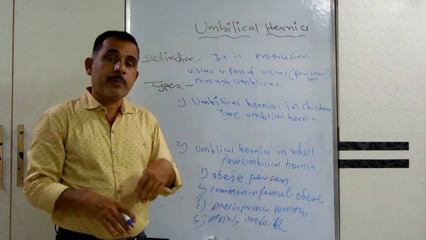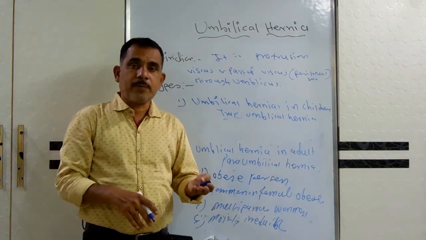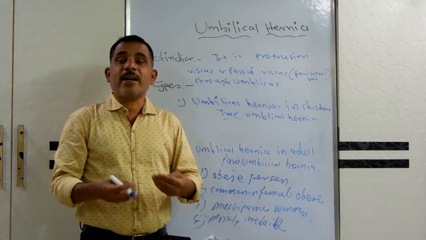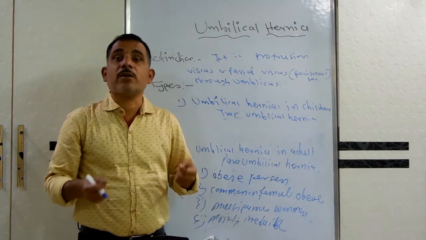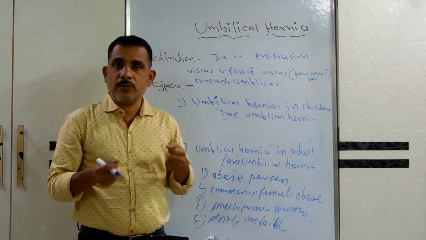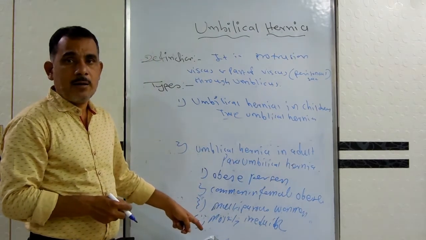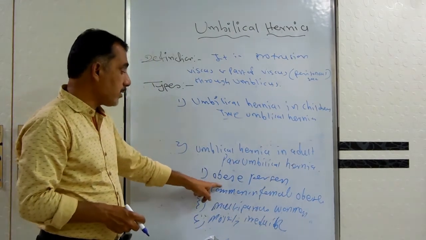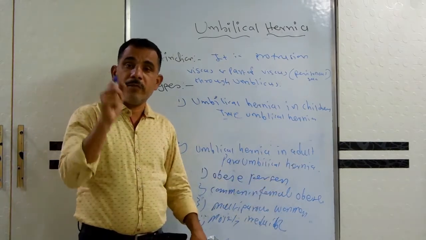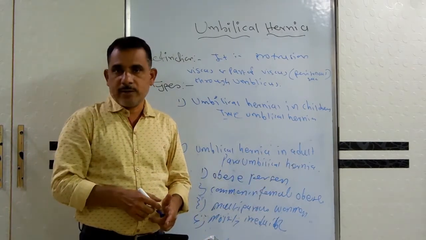The person comes with a swelling. In reducible hernia, the patient complains of a swelling or protrusion on standing or during some strenuous work. So those are the features of the paraumbilical hernia. It most commonly occurs in obese persons and in females, though in males also it can occur.